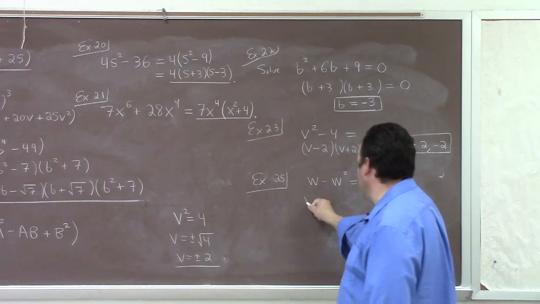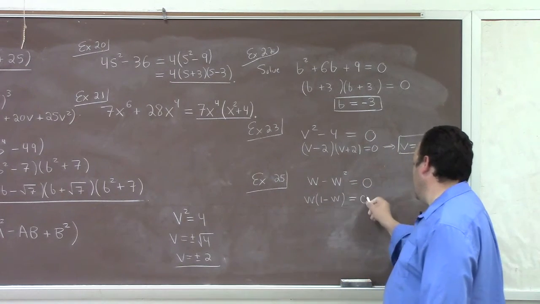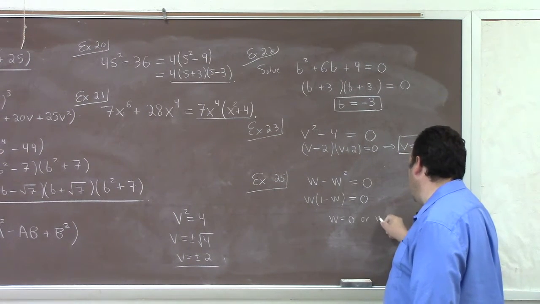Now this one here, we've got w times 1 minus w equal to 0. So what my solutions are, w equals to 0, or w equals to 1.